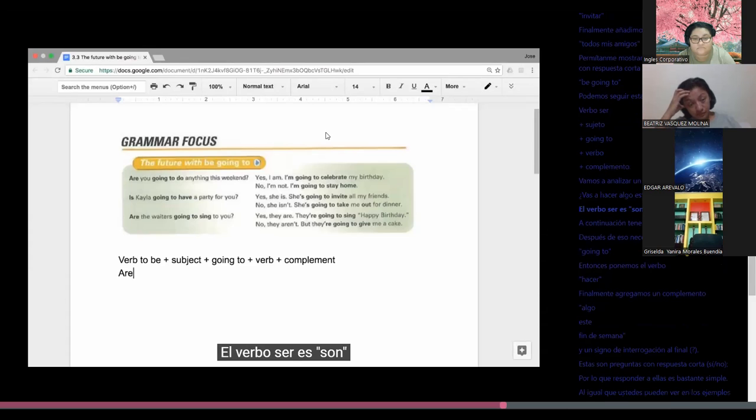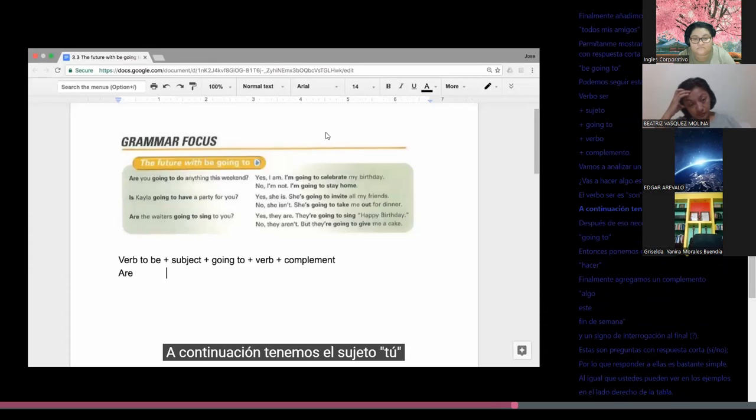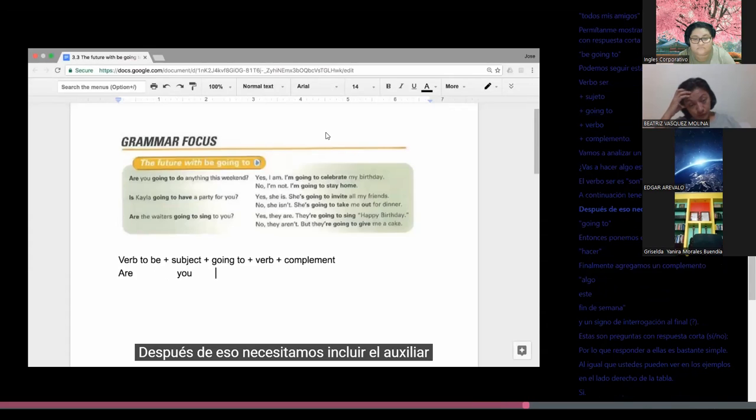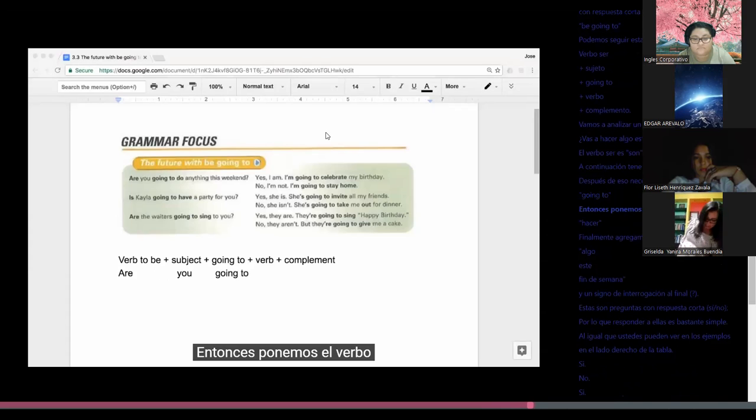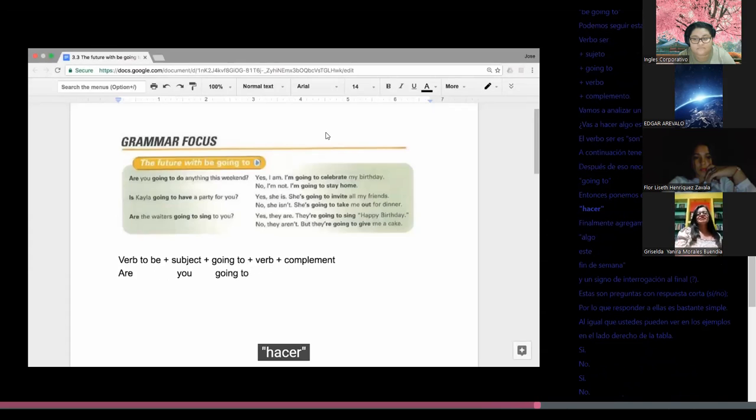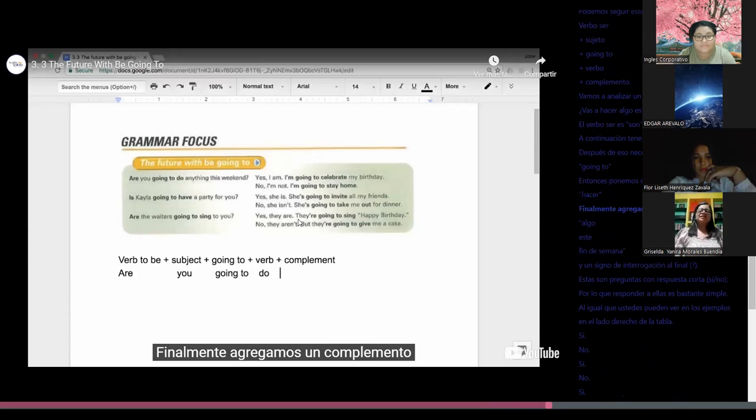The verb to be is are. Next, we have the subject, you. After that, we need to include the auxiliary going to. Then we put the verb do. Finally, we add a complement.